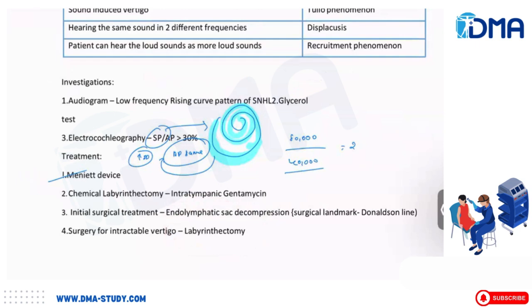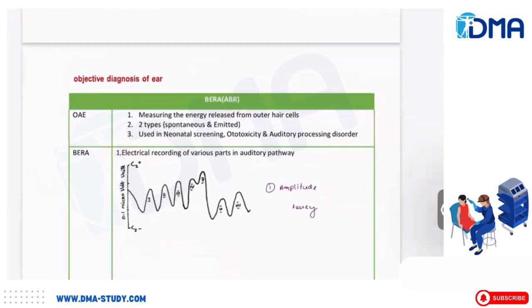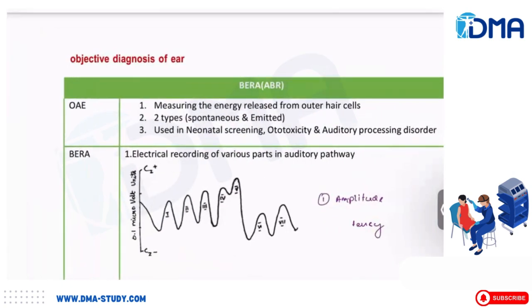Okay, fine. So that completes an important disease. We have completed otosclerosis, very important. Then Meniere's disease, that's very important. Otosclerosis is the disease of the middle ear. Meniere's disease is the disease of the inner ear. Very, very important. Now getting into the objective diagnosis of the ear.